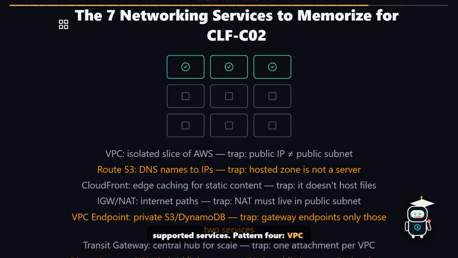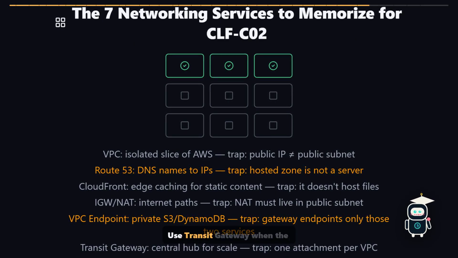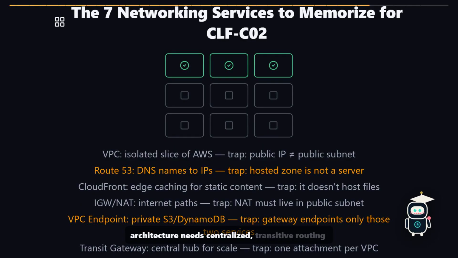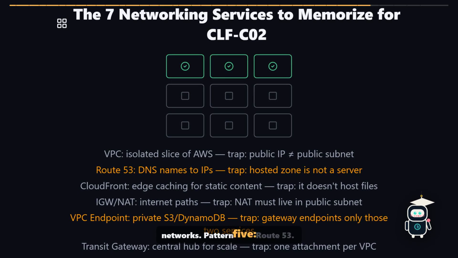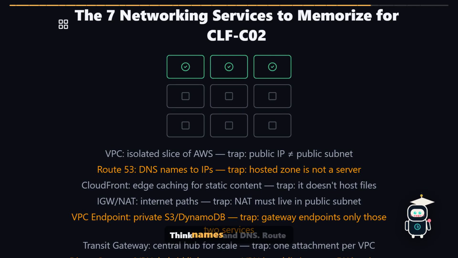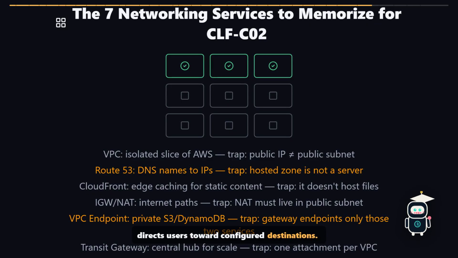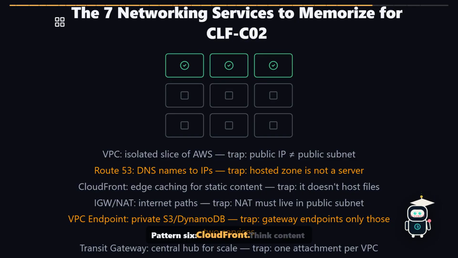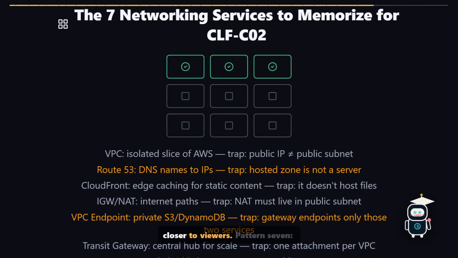Pattern 4. VPC peering versus Transit Gateway. Use peering for direct VPC to VPC connectivity. Use Transit Gateway when the architecture needs centralized, transitive routing across multiple VPCs and hybrid networks. Pattern 5. Route 53. Think names and DNS. Route 53 answers DNS queries and directs users toward configured destinations. Pattern 6. CloudFront. Think content delivery. CloudFront uses AWS's edge network to deliver eligible content closer to viewers.